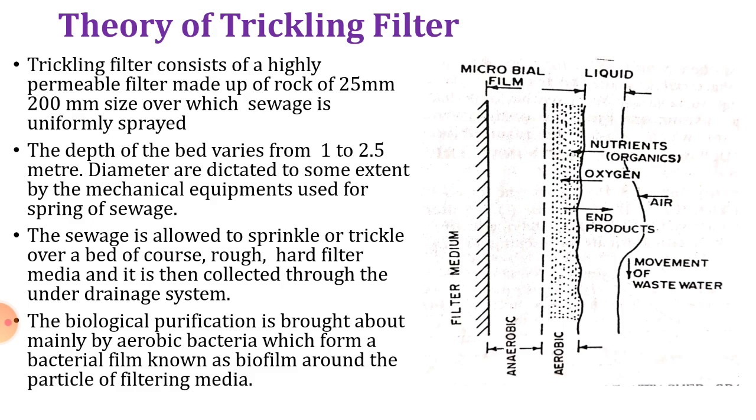The theory of the trickling filter. Now as we discussed the principle of the attached growth process, let us discuss what exactly is happening in the trickling filter. Trickling filter consists of highly permeable filter media made up of rock of 25 mm to 200 mm size over which the sewage is uniformly sprayed.